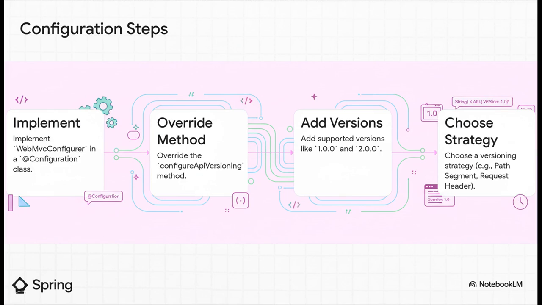And you know what? Getting this set up is surprisingly easy. You just pop open a configuration file, tell Spring which API versions you support, like, say, 1.0 and 2.0, and then you just pick your strategy. You want the version in the URL path or in a request header. It's all right here, totally configurable.